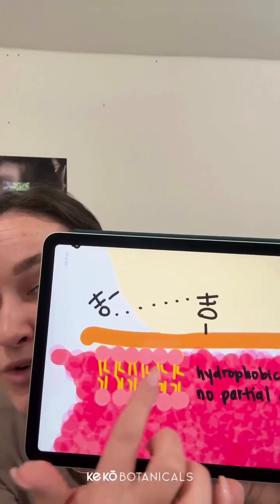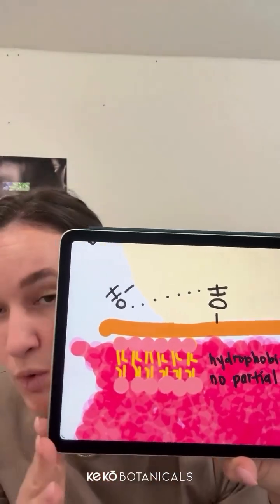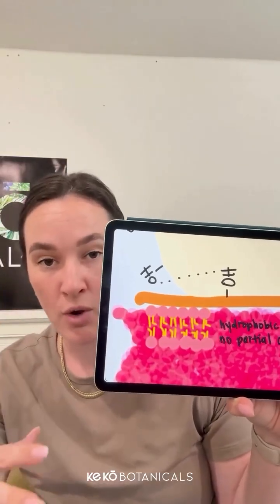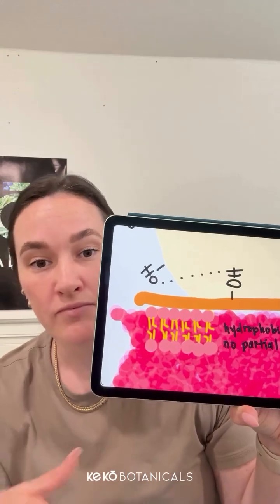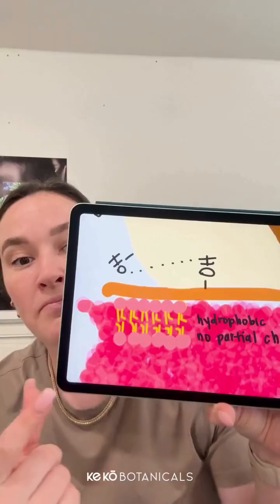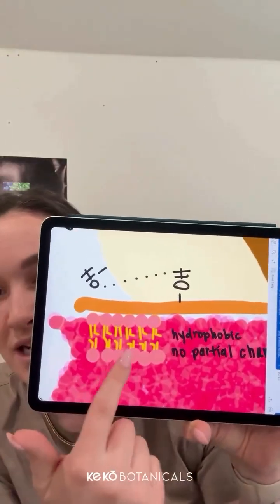is a hydrophobic environment, because remember, oil and water don't mix, right? Like if you've ever poured olive oil in your pot of water before you make pasta, the oil kind of clumps together and it does not mix in with the water. It is hydrophobic, so it does not like water.